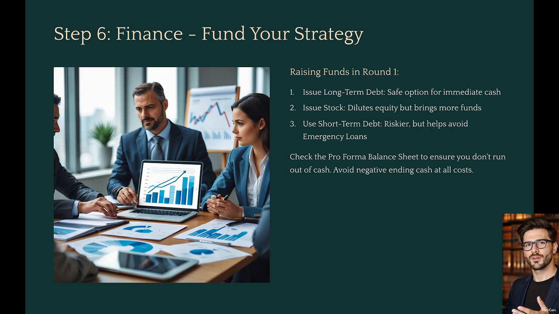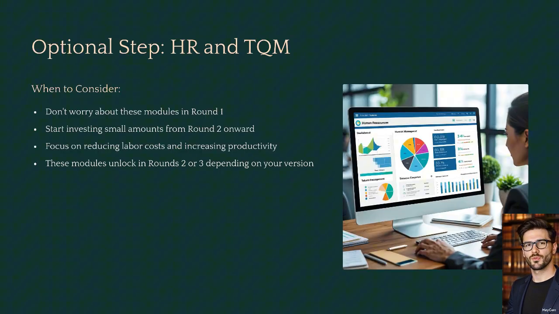Optional step, HR and TQM, unlock in round 2 or 3. If your version of the game has human resources and TQM modules, don't worry about them in round 1. Start investing small amounts from round 2 onward to reduce labor costs and increase productivity.